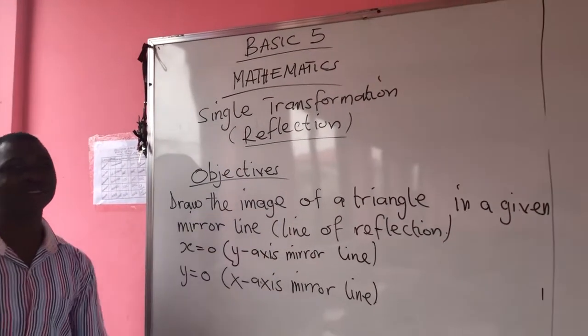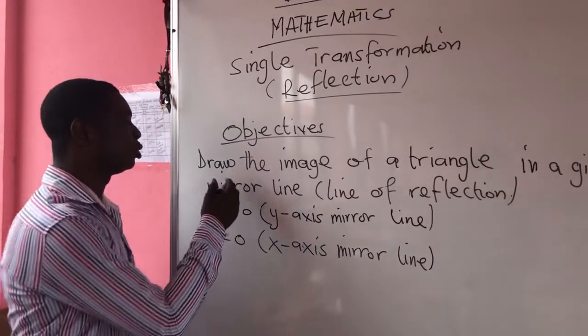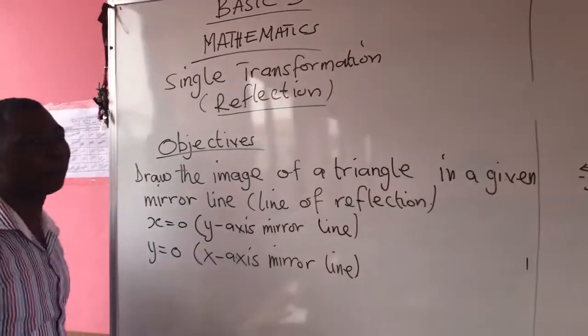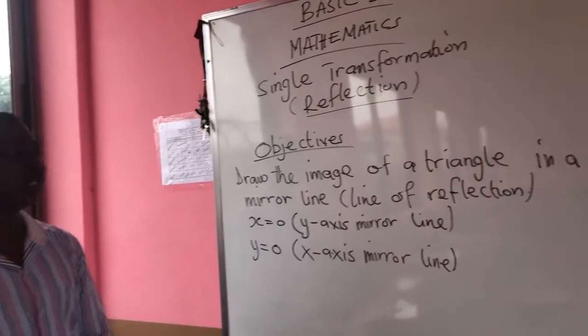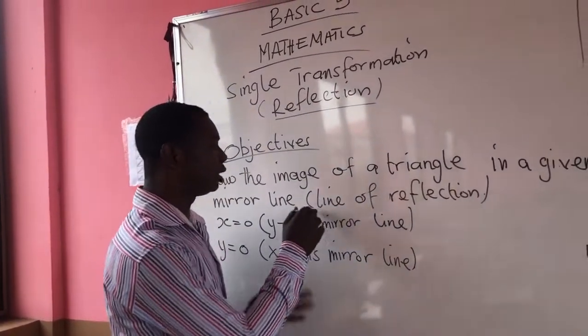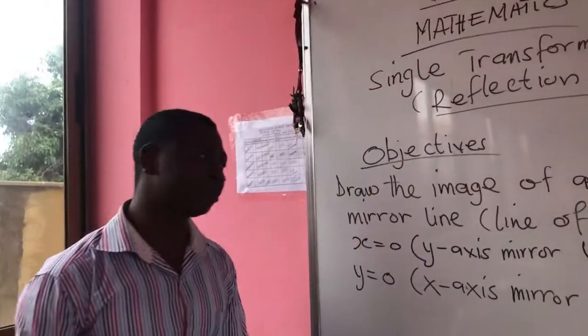We're going to talk about single transformation, and it's about reflection. Our main objective, what we want to learn after the lesson, is to draw the image of a triangle in a given mirror line. The given mirror line, we call it the line of reflection.